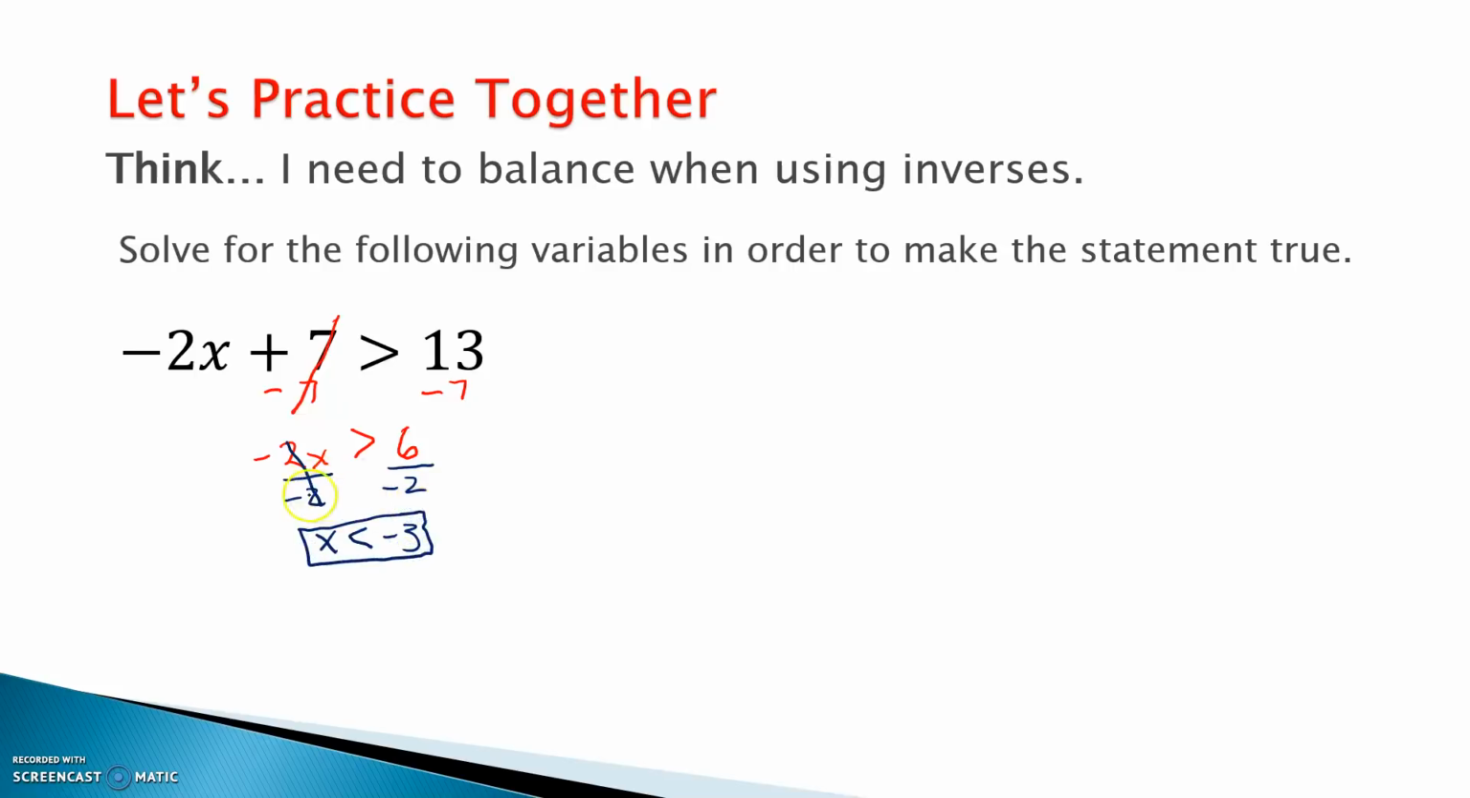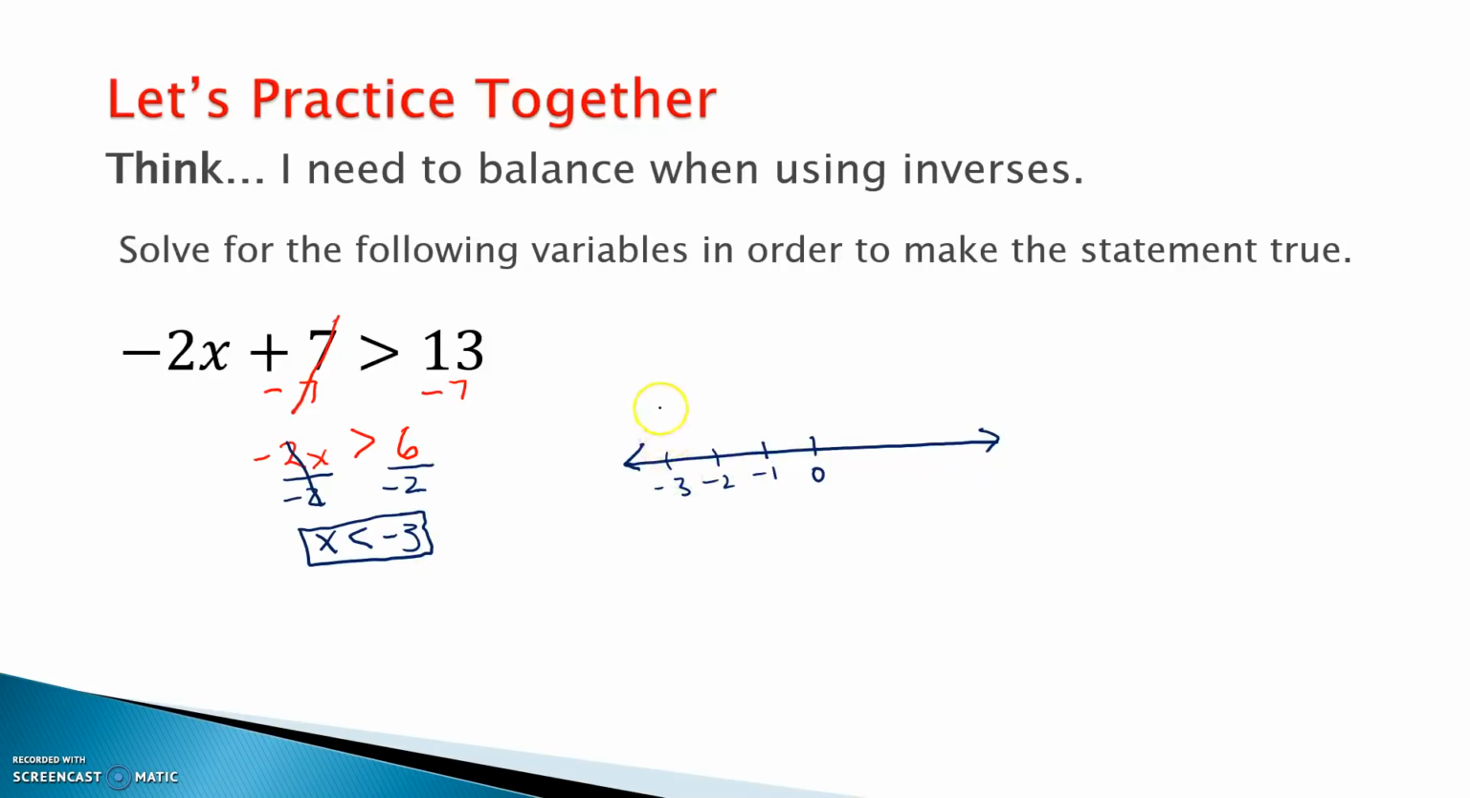Now, again, this is the key part here. Because I divided by a negative, I have to flip the inequality sign. So, again, let's go ahead and graph this. Here's my number line real quick. 0 is located in the middle. I'm interested in negative 3, so let's go to negative 1, negative 2, negative 3.